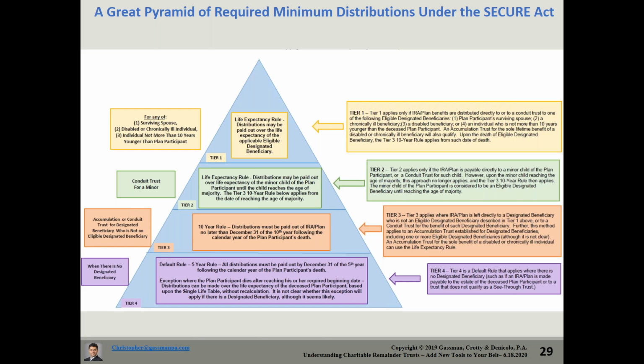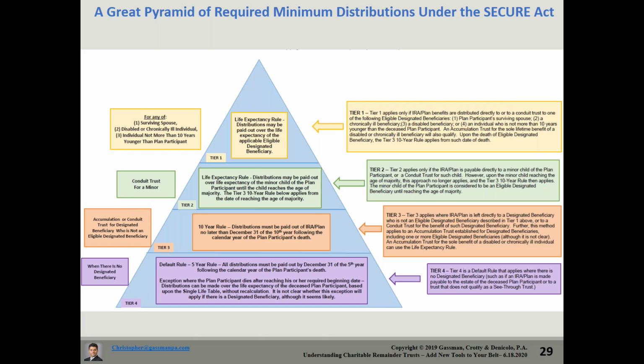Now, minors are a little bit different because when they hit the age of majority, they have to start pulling out distributions, and the 10-year rule applies at that point. When a minor reaches the age of majority, which, by the way, is determined under state law and can be anything from 18 to 26 in some states, all distributions must come out of the IRA under the 10-year rule, which itself says that everything must come out by December 31 of the year following the year of the death of the participant.